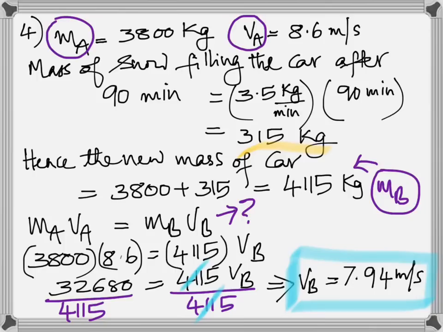That's your new mass. So now you set MAVA is equal to MBVB. That's all. So you will get 3,800 times 8.6 is equal to 4,115 times VB. And the final answer is 7.94 meter per second.